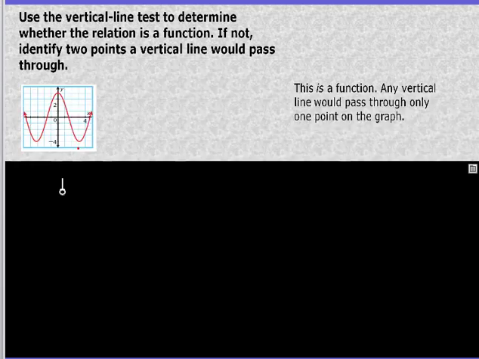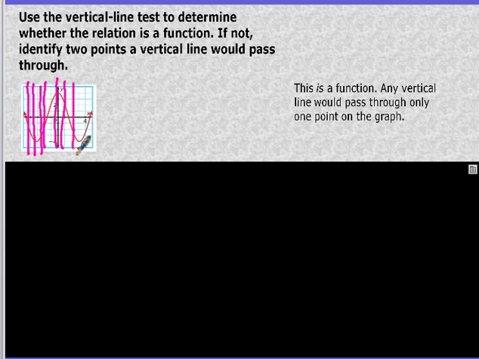So here's an example. If I draw vertical lines, you can see it's never going to go through more than one point on that graph. So this is a function.